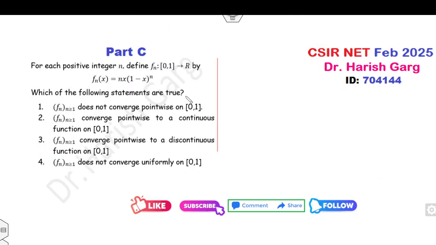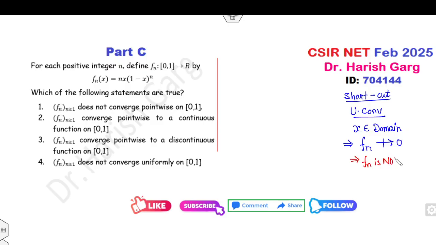Okay, look at this next one, which is related to pointwise and uniform convergence. What is the shortcut trick as I mentioned in my real analysis lecture? How can you prove uniform convergence fails? Very simple. You can pick any value of x from the domain and prove that f_n does not go to 0. This implies f_n is not uniformly convergent.